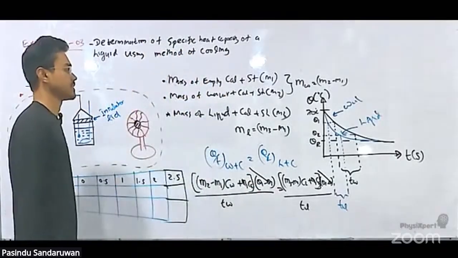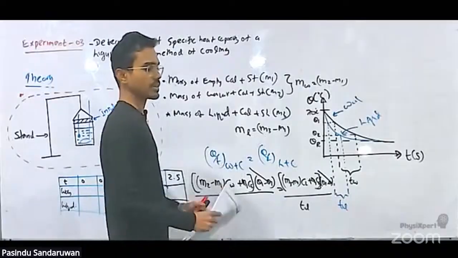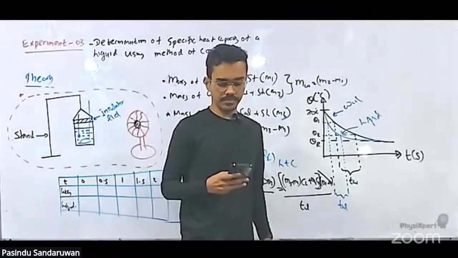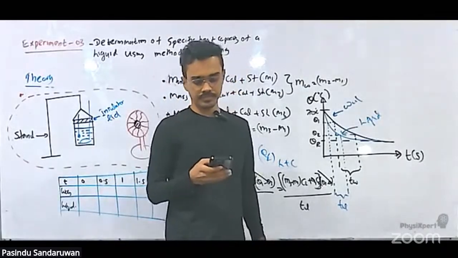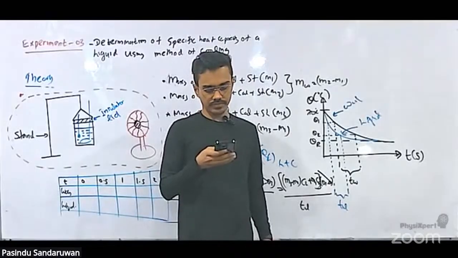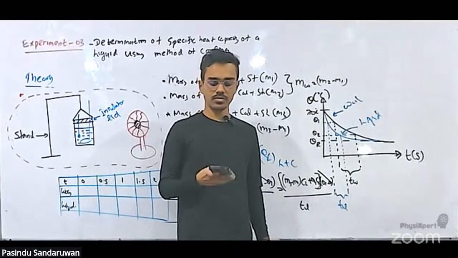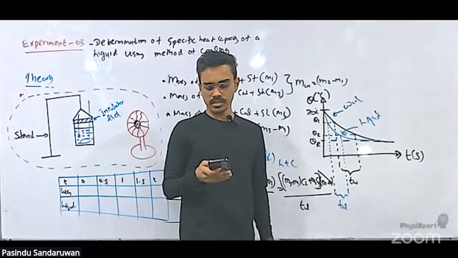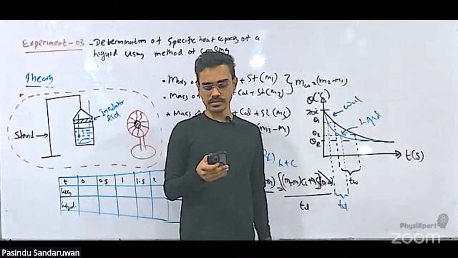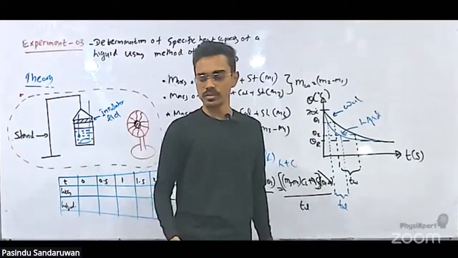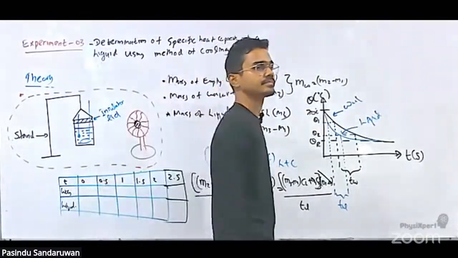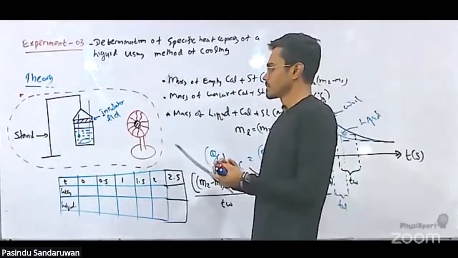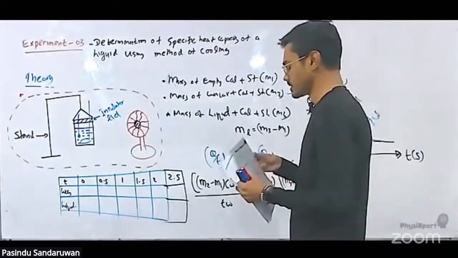Repeat the same procedure for the liquid and plot the cooling curve for the liquid on the same axis. Right. Next point.